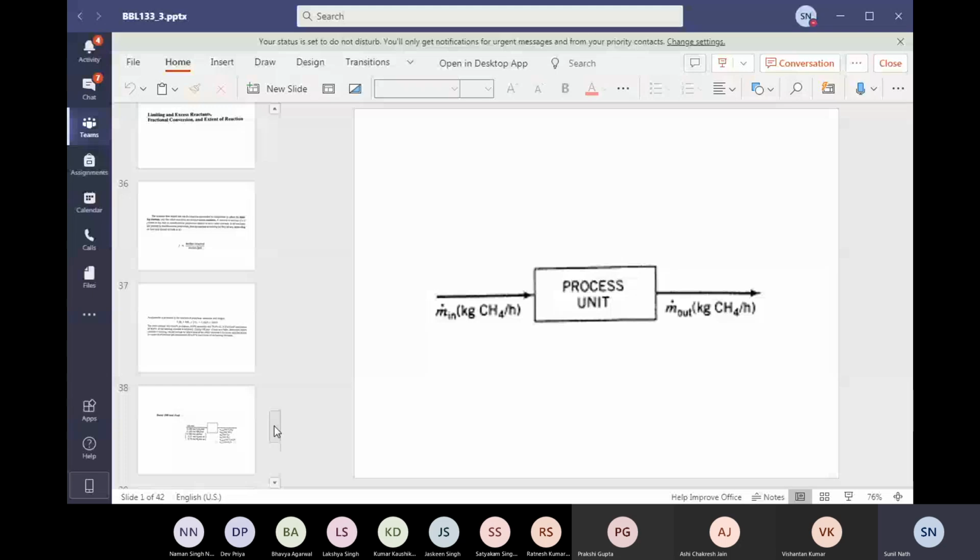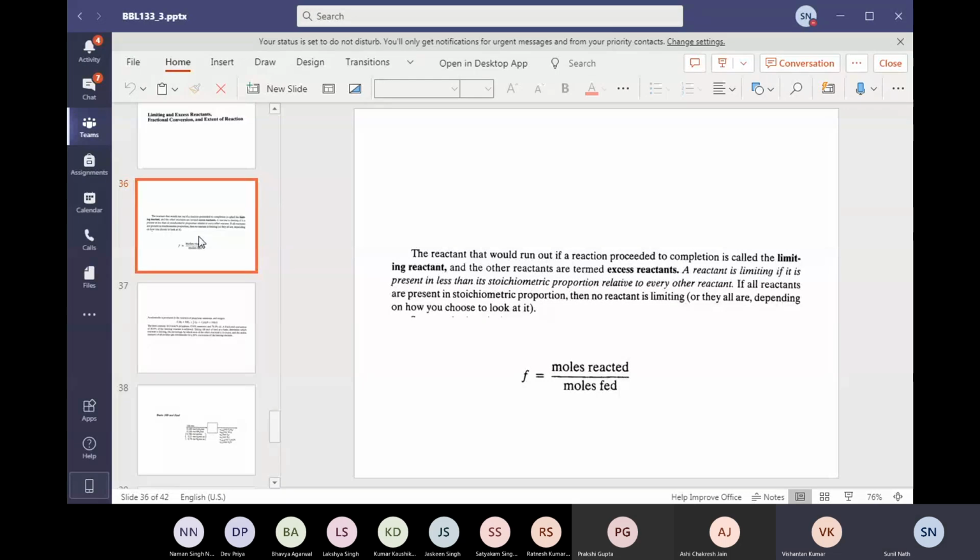Okay, there was no difficulty with fractional conversion, correct? Yeah, no, sir. Moles reacted by moles fed, there was no problem with that. How to find limiting reactant, how to find excess reactants, that also we have discussed last time, and you have solved and you know how to calculate percentage excess of all the other reactants other than the limiting reactant, which is the reactant which gets completely consumed, right? That's how we define. Okay.